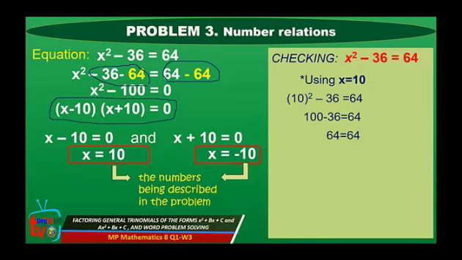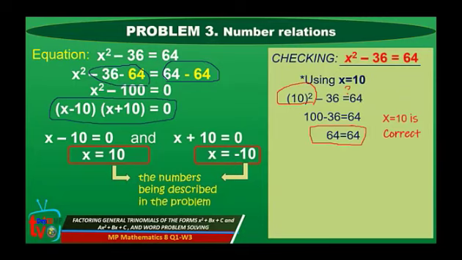So let's check using x, which is equal to 10. From our equation, x squared minus 36 is equal to 64. We substitute x, which is 10, so we have 10 squared minus 36. Is it equal to 64? 10 squared is equal to 100 minus 36 is equal to 64. So from here, we can see that the left and the right side of the equation are equal. So therefore, our answer, which is x equals 10, is correct.